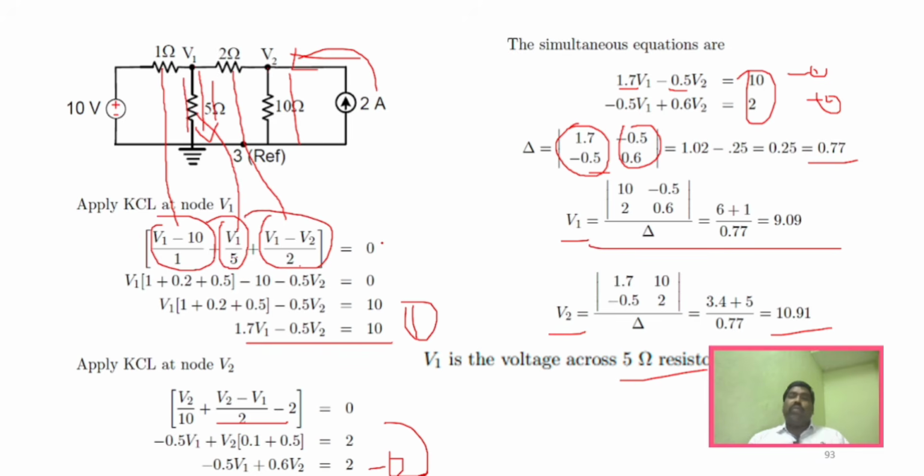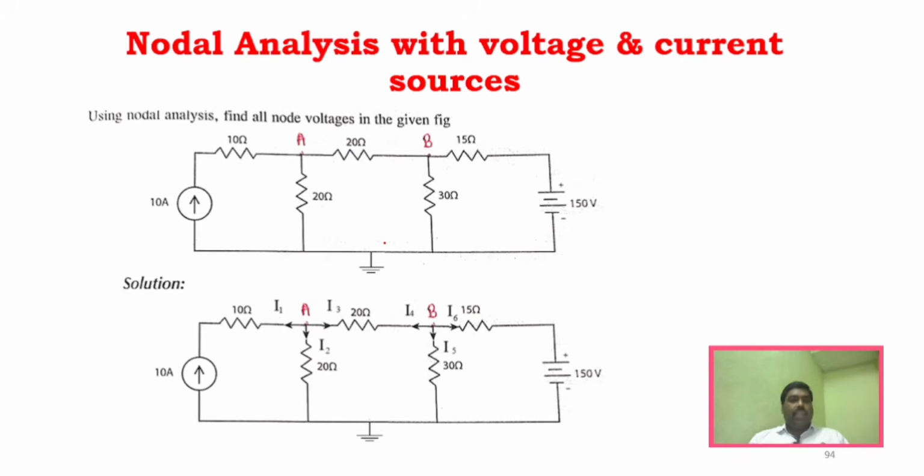Like that, you can find the current across all the branches. You follow the same procedure, but you have to be careful with the plus and minus depending upon the nodes. Similarly, now we'll see another problem with nodal analysis with both a voltage source and a current source.